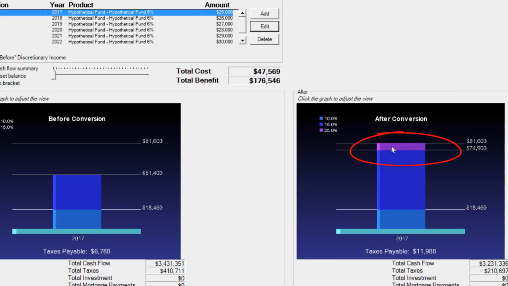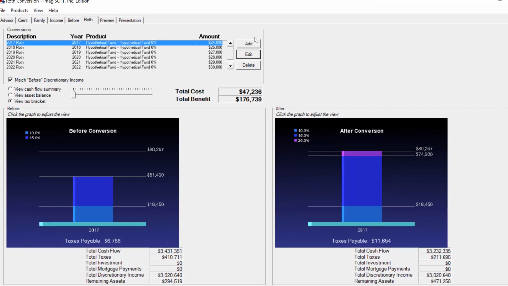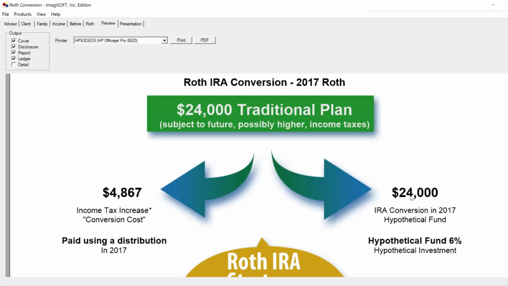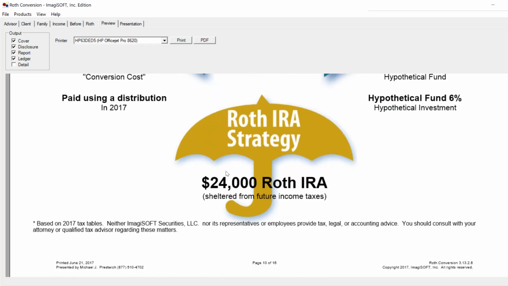So there it is. There's what happens after the conversion. And so the difference between the taxes they would normally pay and the $11,600 comes from a grossed up distribution. There it is. So we'll convert $24,000 to a Roth and then make a distribution of $48,000. And since he's over age 59 and a half, we can increase his taxes while he's still working, and the combination of those two things will push him just barely over the 15% tax bracket. And then we have $24,000 sheltered from future income taxes.